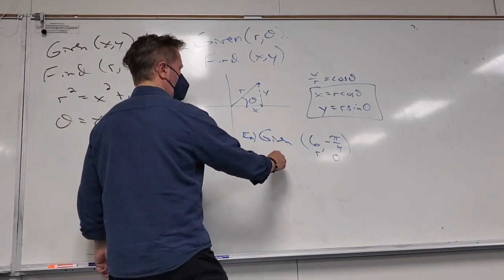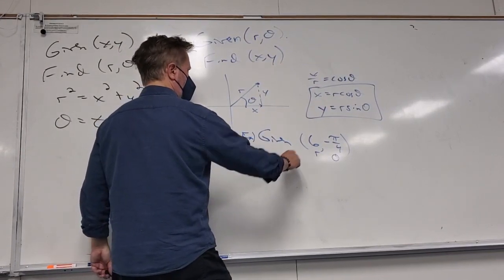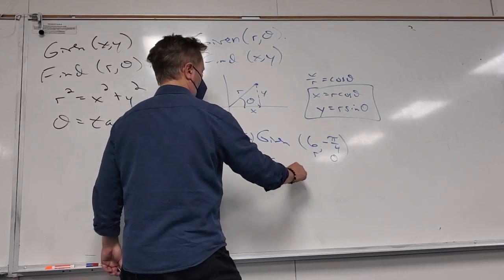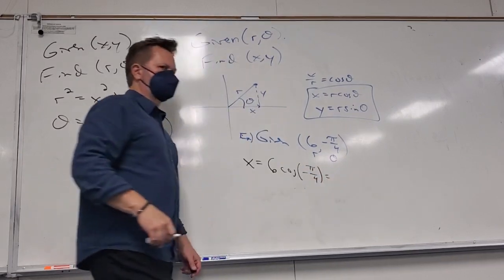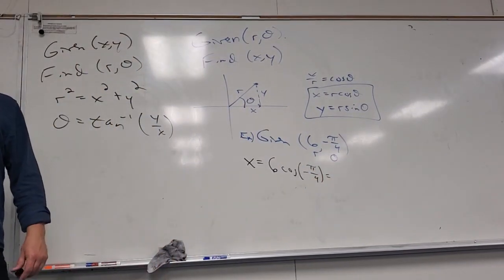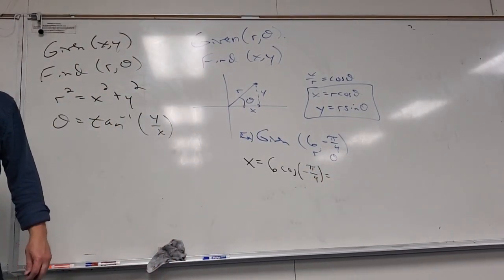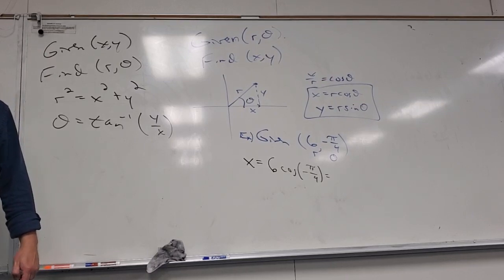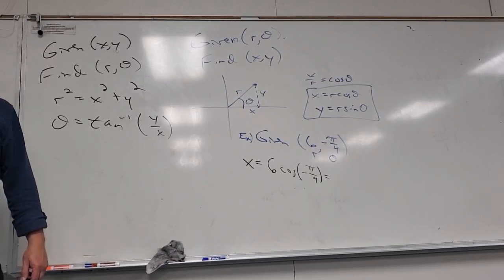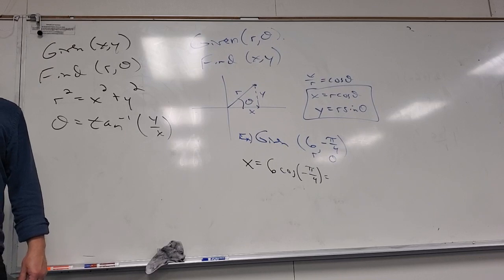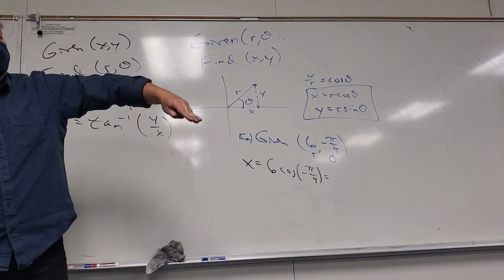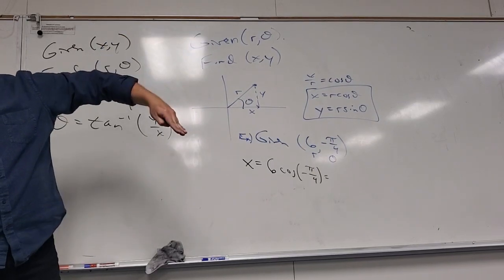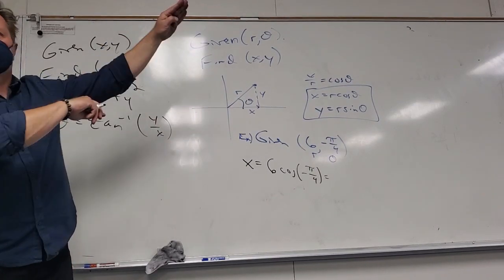So x will be, is it 4.24? 6 times cosine negative pi over 4. I don't want decimal answers. You should not have to use your calculator. Cosine of pi over 4 is rad 2 over 2. Cosine of negative pi over 4 is the same as cosine of pi over 4 because they're basically the same exact length between those. You guys with me?